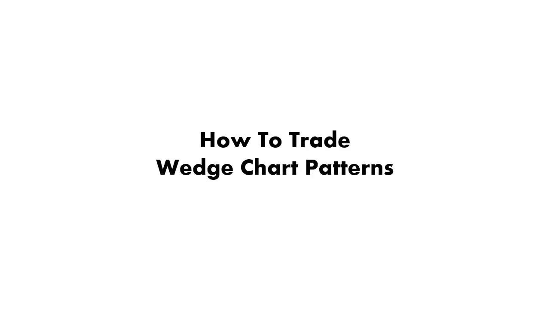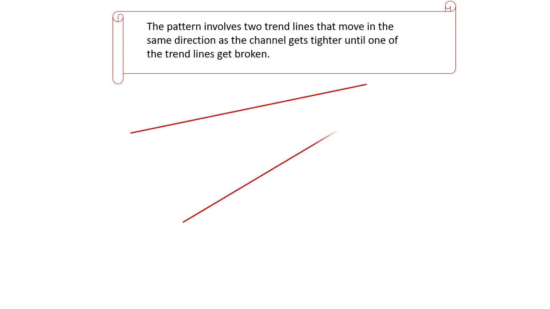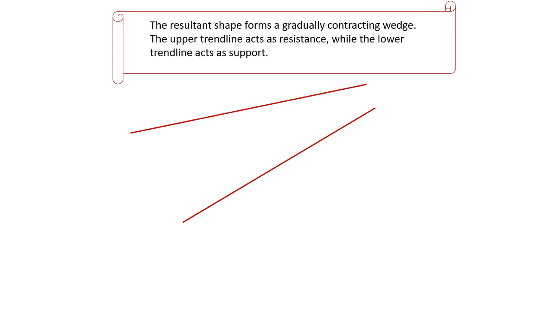We are going to demonstrate how to trade wedge chart patterns. A wedge is a chart pattern marked by joining trend lines on a price chart. The pattern involves two trend lines that move in the same direction, as the channel gets tighter, until one of the trend lines gets broken. The resultant shape forms a gradually contracting wedge. The upper trend line acts as resistance, while the lower trend line acts as support.